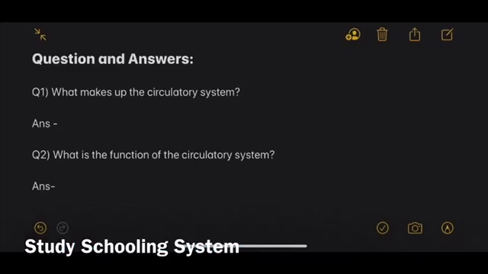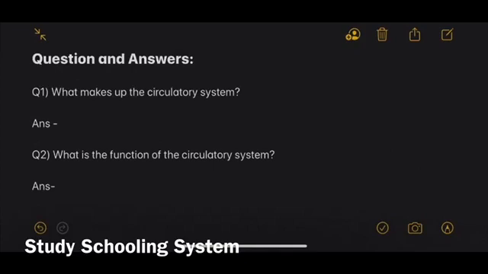Good day, students. So for the circulatory system, this is your homework. These are the question and answers. So you will make a page of question and answers. And before that, please do make a title page if you haven't already. So you will write question and answers in bold and make sure you write the day and date.